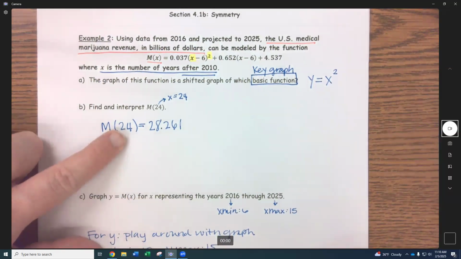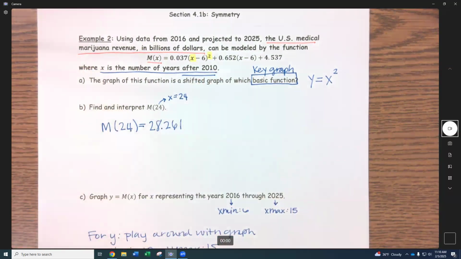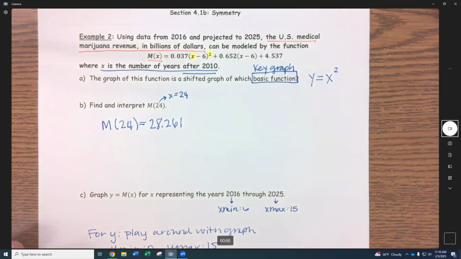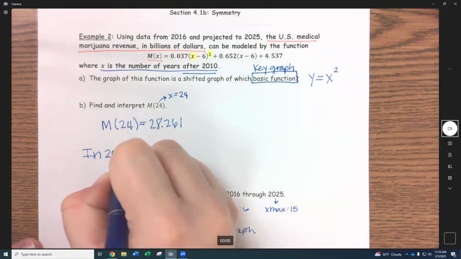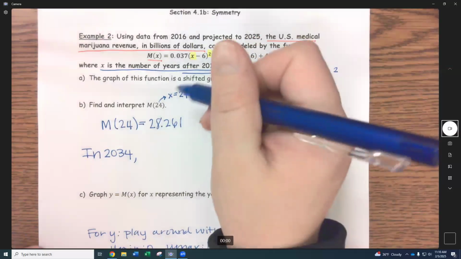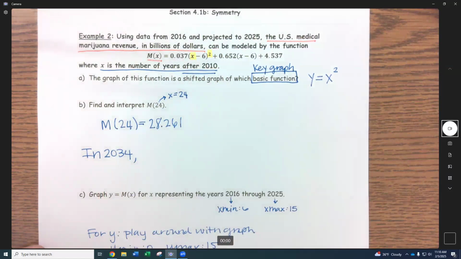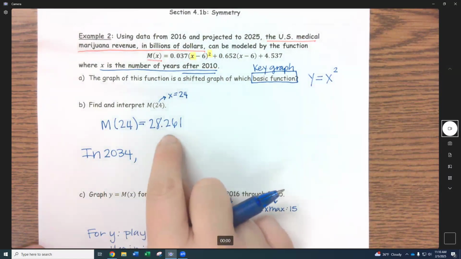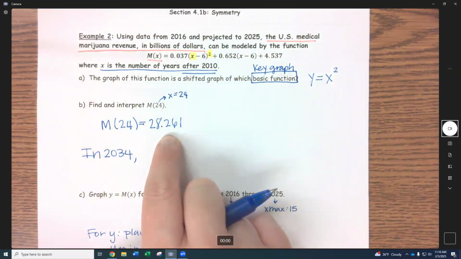So what year are we in? If my X equals 24, and X is the number of years after 2010, that means I am in 2034. Okay, we feel good about that. 24 plus that 2010. So in the year of 2034, I have a Y value of 28.261, which we've just found means that that is the U.S. medical marijuana revenue in billions of dollars.